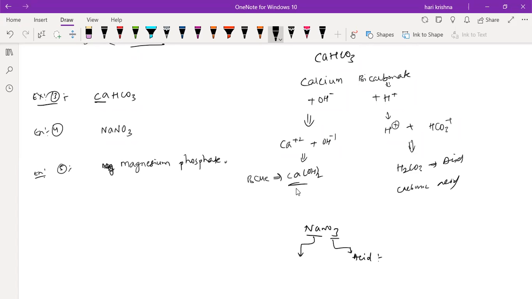So which acid will contain the NO3? The base is NaOH and the acid is HNO3. Okay. So NaOH is the base and the acid is HNO3. In magnesium phosphate, what is the acid and what is the base? First, what is the formula of magnesium phosphate?